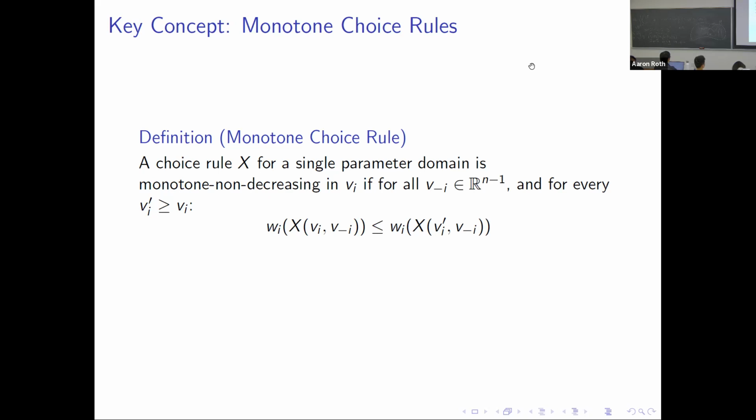So let's remember what a mechanism is. Remember, it is an allocation rule or a choice rule together with a payment rule. The choice rule, or the allocation rule, is a mapping from reported valuations, which in these single parameter domains are just, each reported valuation is just like a real number. It's a mapping from reported valuations to alternatives chosen. So in principle, a choice rule could be totally arbitrary. It could map arbitrary vectors of reported valuations to alternatives.